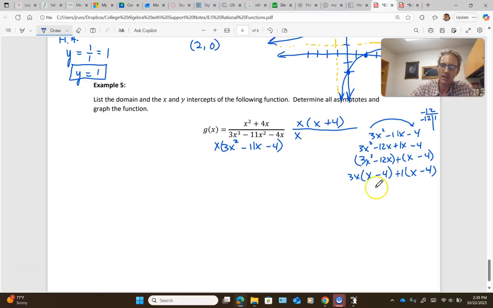And so now, because I have x minus 4 common to both of those terms, I factor it out, and that leaves me 3x plus 1. And so that's the rest of the factorization right here. 3x plus 1 times x minus 4. All right. Well, we finally got everything factored, so now I can work on my domain.